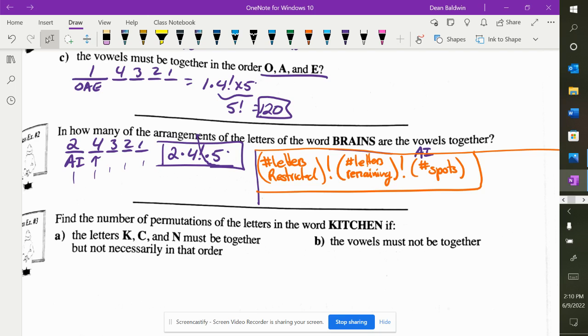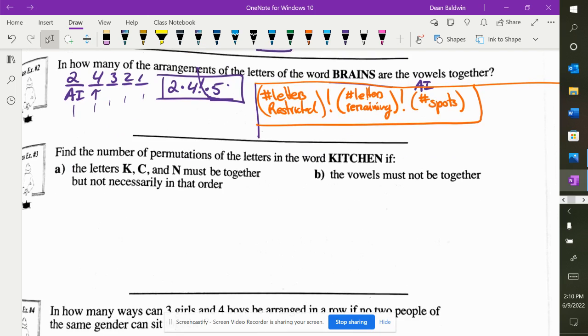So let's look at this first one here. K, C, and N in the word kitchen must be together, but not necessarily in that order. So how many letters am I forcing to be together? 3. But they can be in any order, so it's not 3 different ways, it's 6 different ways. Because within the KCN, you have 3 choices, and then 2 choices, and then 1 choice. So that's 3 factorial.